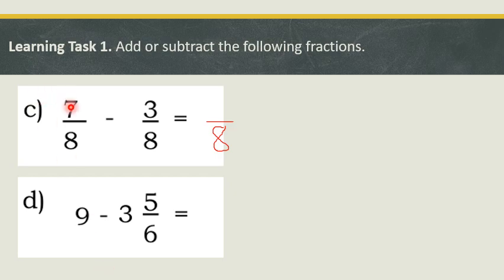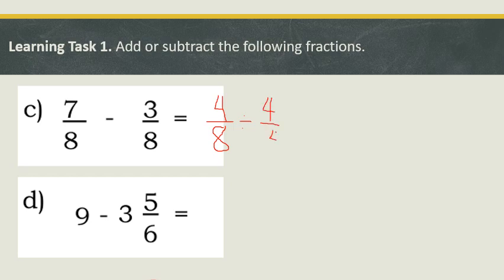Then, 7 minus 3 is 4. So, if you notice, the 4 and 8 have a common factor. How do we get their common factor? We are looking for the GCF. We studied it last time. So, for 4 and 8, their GCF is 4.